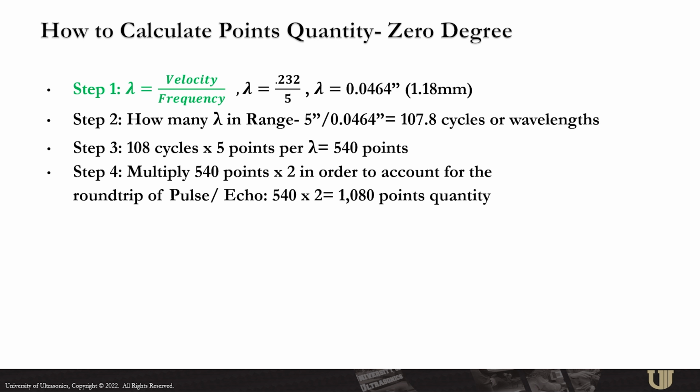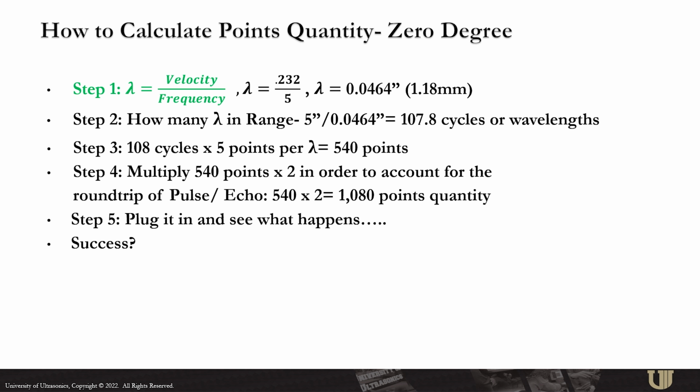So now I need to figure out how many wavelengths are in my range. I take the 5-inch range and divide it by my wavelength, and I get about 108 cycles or wavelengths present within that 5-inch range. Step three, take those number of cycles in your range and multiply it by the number of points that you want to achieve per period or wavelength. So in this case, 108 times 5 would be 540 points.